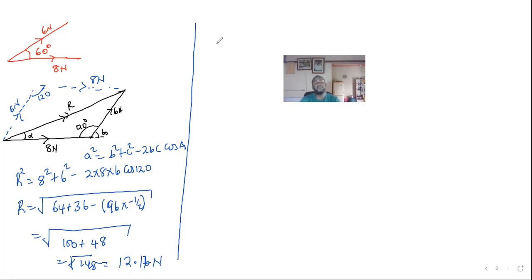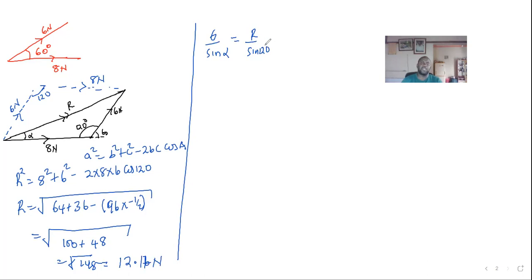The direction is going to be 6 out of sine of alpha is equal to R out of sine of 120. You can use any two, though there were 3 in the definition, but any 2 sides is okay. So I can make alpha the subject by saying 6 out of root of 148 times sine of 120 is equal to sine of alpha. So can we get alpha?